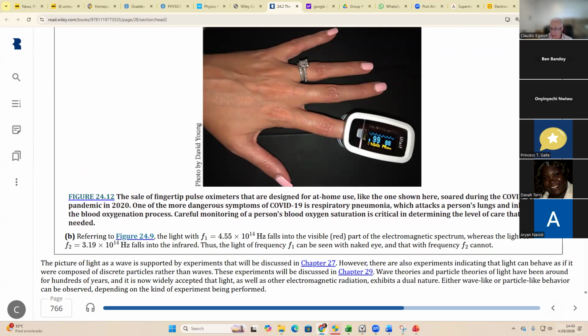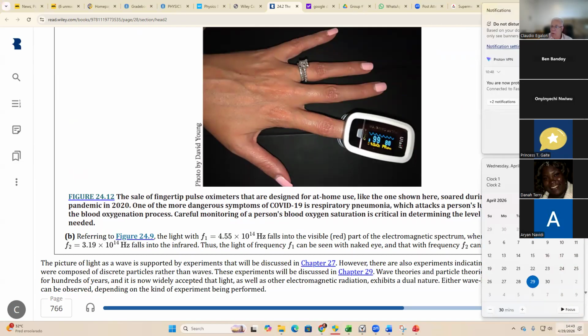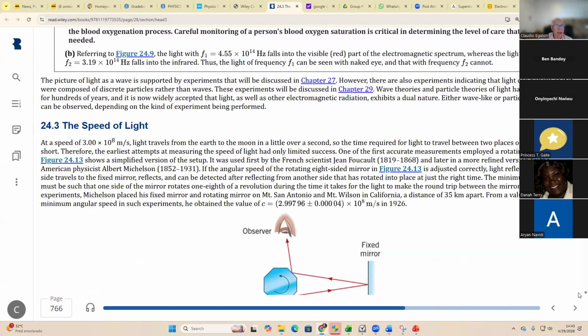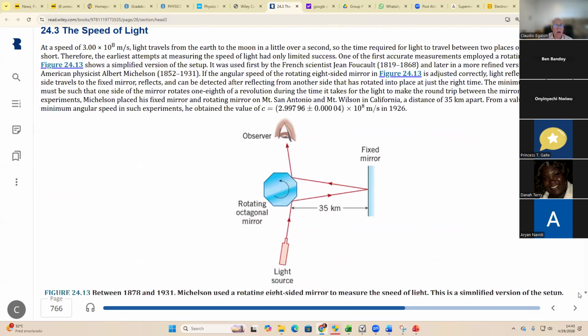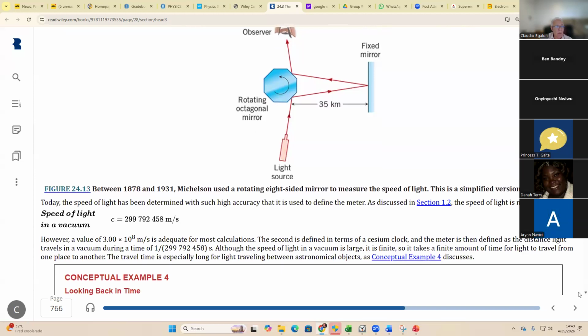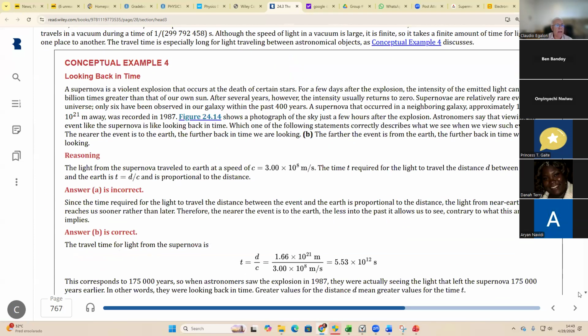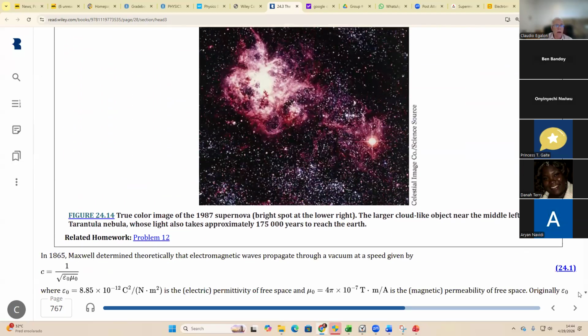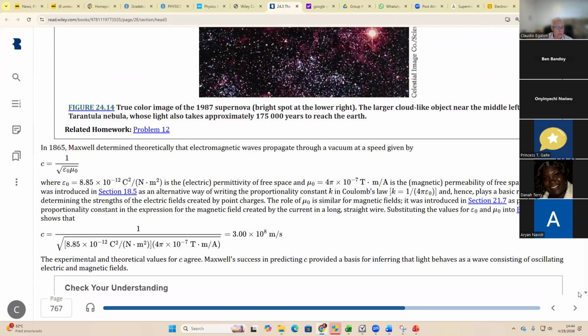What time is that? We are almost getting to our break. Let's see if I have anything else to cover. Speed of light, right? Here you go. That's one way to measure the speed of the light. I'm not gonna cover that. 300,000 kilometers per second.